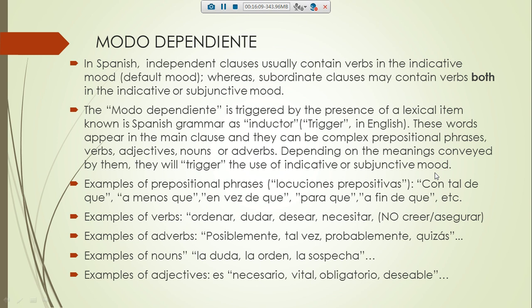Well, let's have a look at some examples of prepositional phrases in the chapter we assigned for you to read from El Manual de la RAE. They are referred to as locuciones prepositivas, como con tal de que, a menos que, en vez de que, para que, o sea, con tal de que vengas, a menos de que vaya, en vez de que estudies, para que puedas, right?